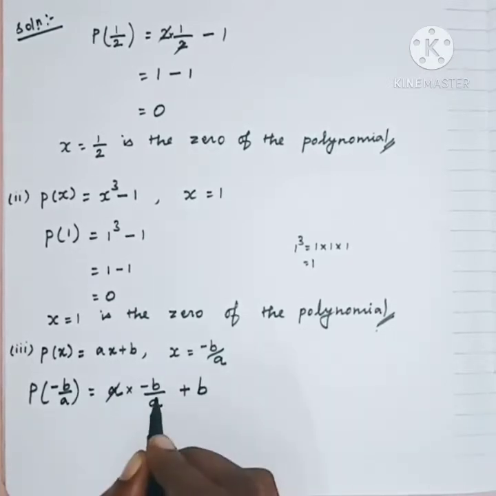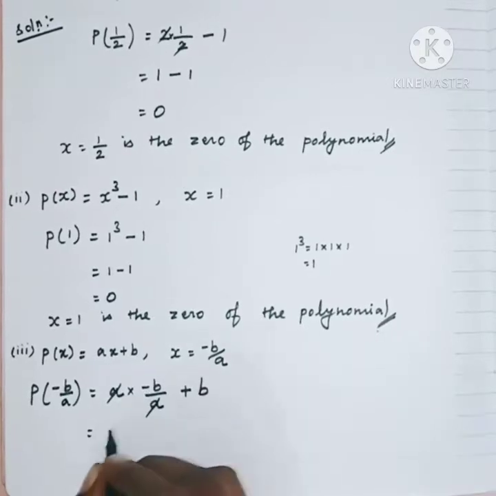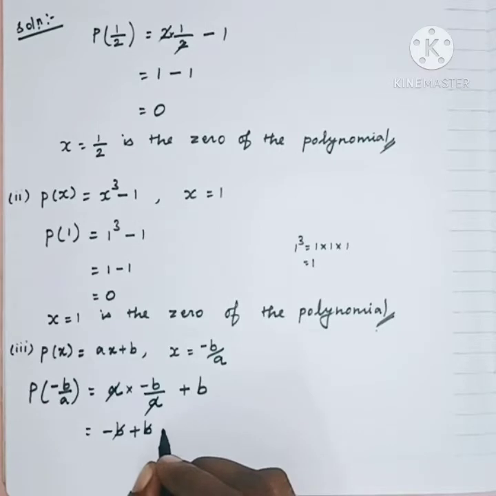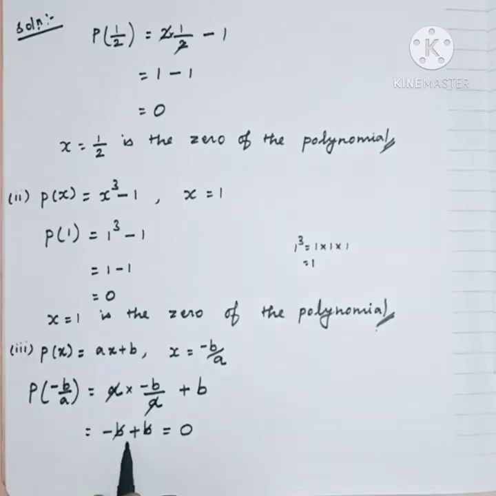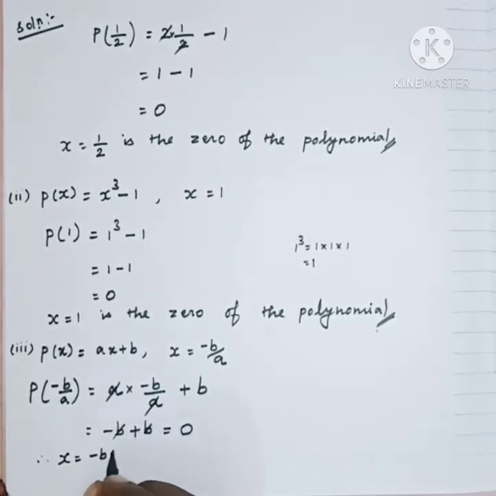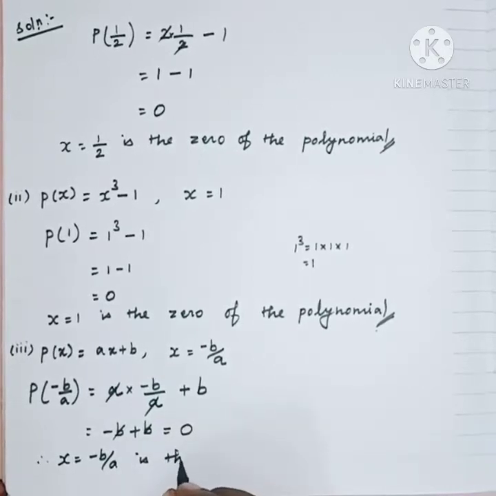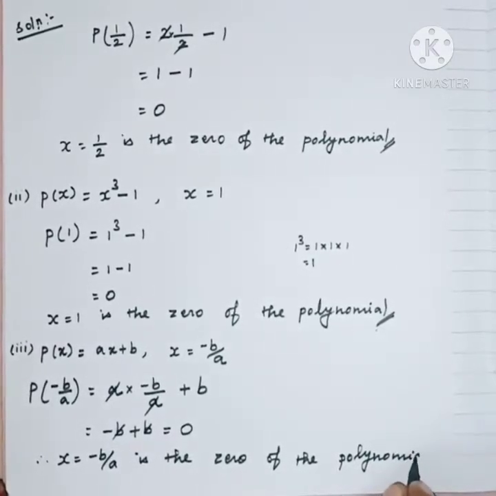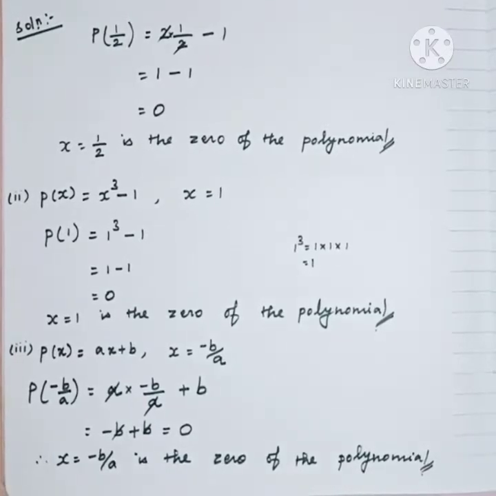So now cancelling these two a, we have minus b plus b. Minus b plus b will cancel. Okay. So we got the answer 0. Minus b plus b gets cancelled. So we got the answer 0 here. Therefore, x is equal to minus b by a is the zero of the polynomial. This is the answer for the third subdivision.